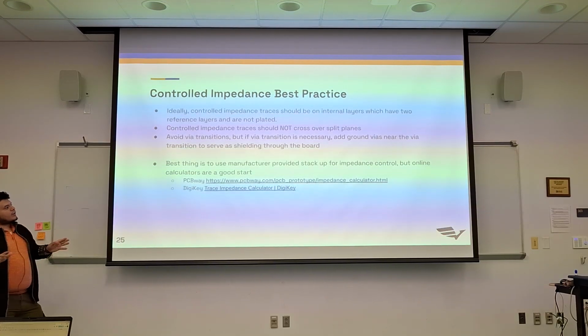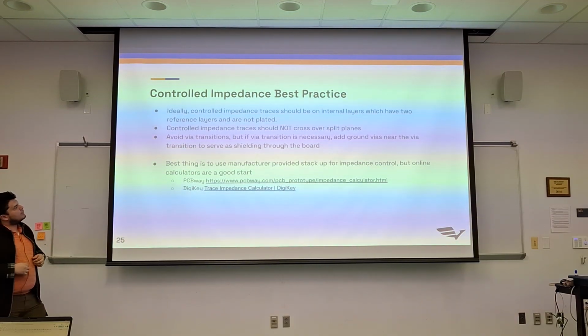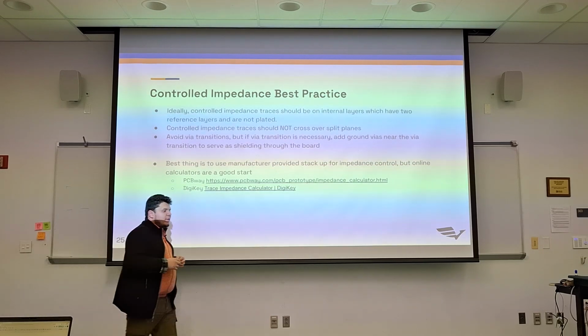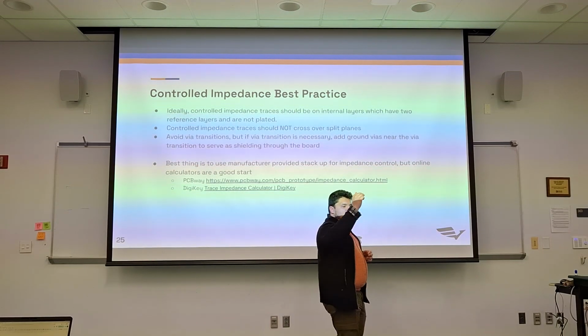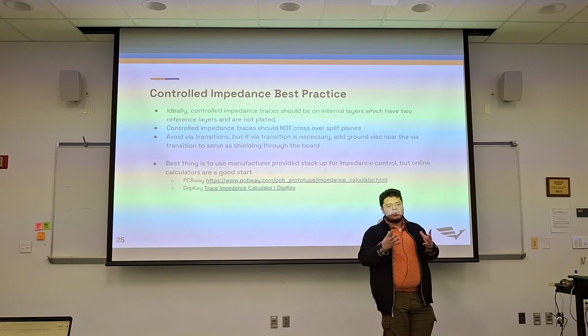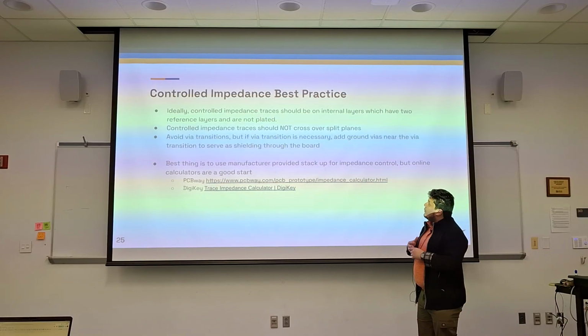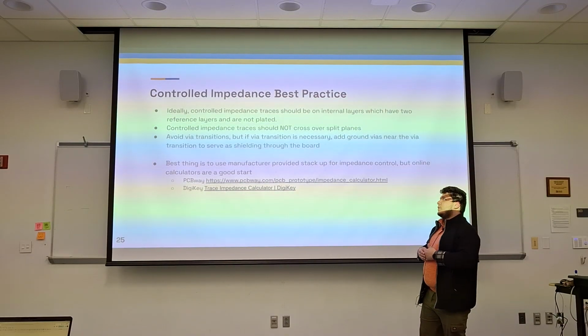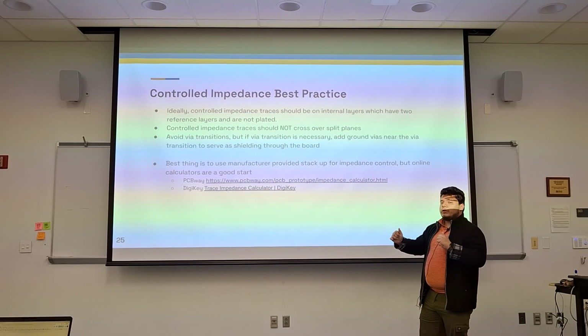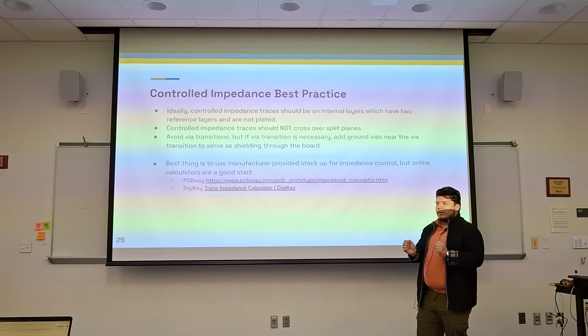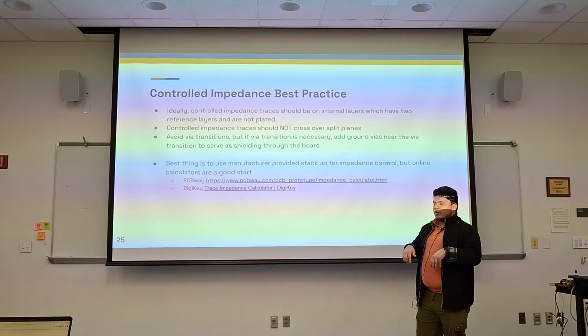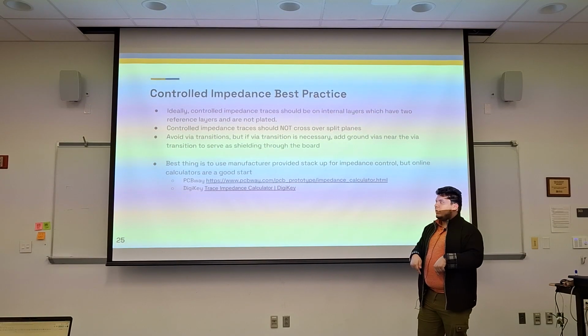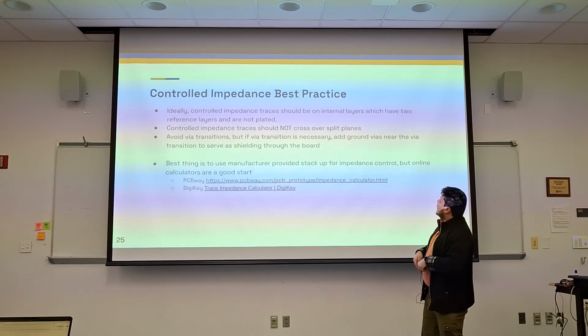So best practice: do not cross over a split plane, and then also avoid via transitions, because that's also adding more length and reducing that shielding that you have. But if you do have to do a via transition on a differential pair, shield it with some ground vias around it, so that all of a sudden you have ground also going into the board, which is pretty neat.